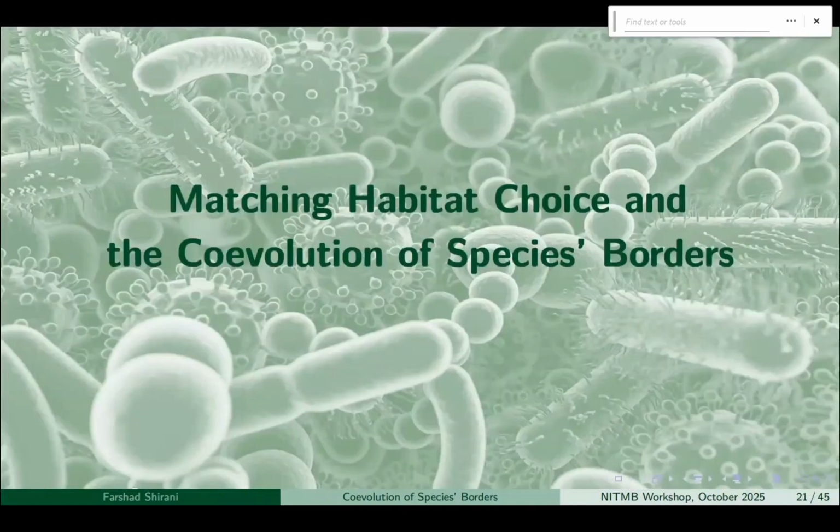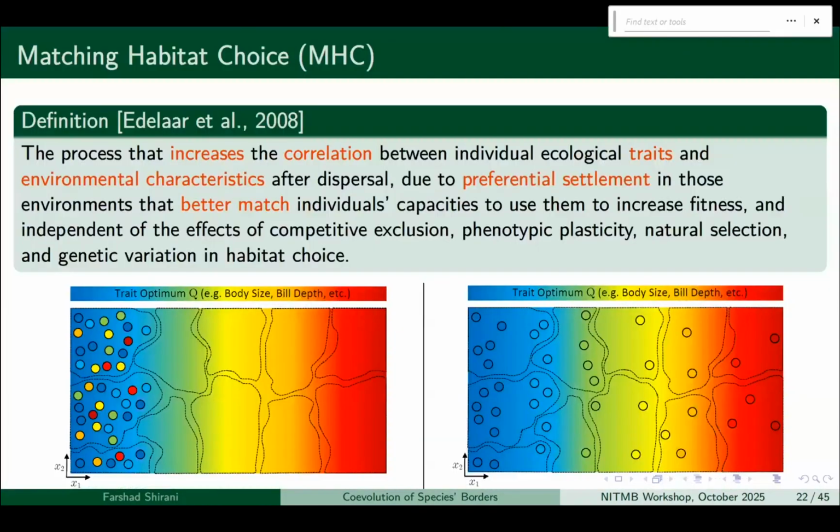So far, the mechanisms I have been talking about rely on the fact that there is a maladaptive gene flow, which is because of the assumption that the dispersal is random. But for many species, dispersal is not random. They disperse adaptively based on the information they collect from the environment. One of those mechanisms is known as matching habitat choice, in which individuals assess the environment and move to a location that best matches their phenotype.